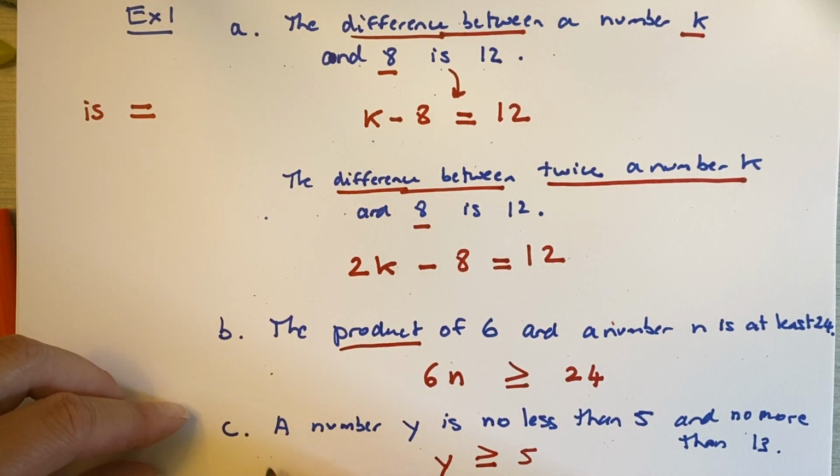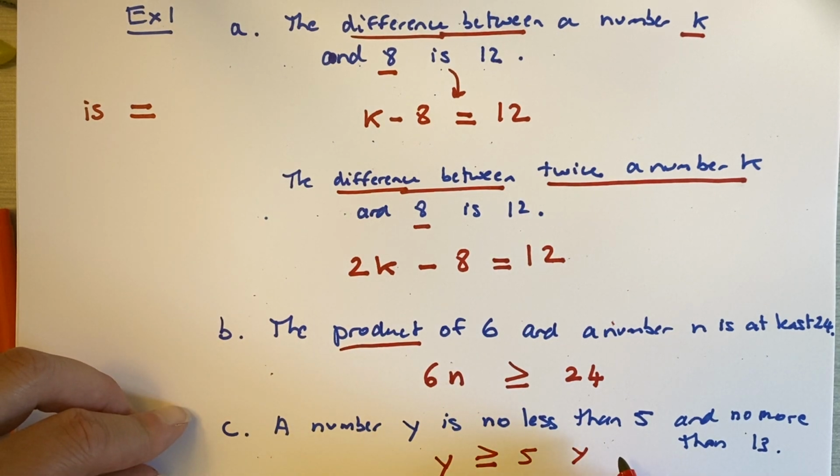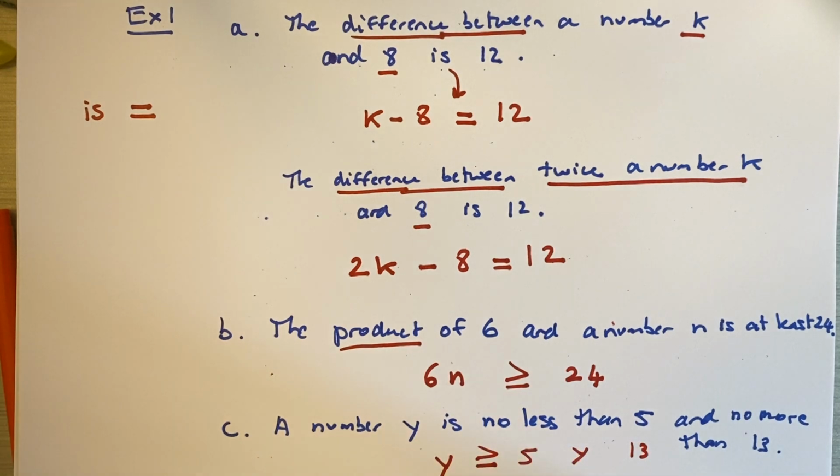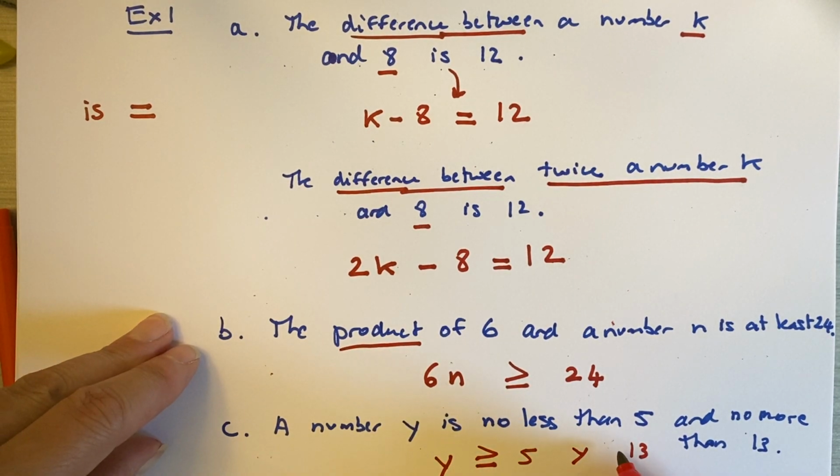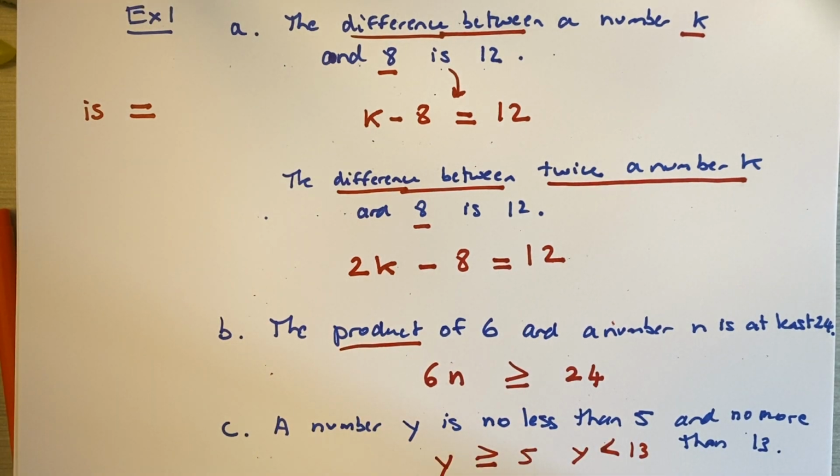Now, what else can we say about y? Y is no more than 13. What is its relationship to 13? It's not more than 13, so it's less than 13, right? Can it be equal to 13? Is 13 no more than 13? Yeah, because 13 is not 14, so it can be equal.